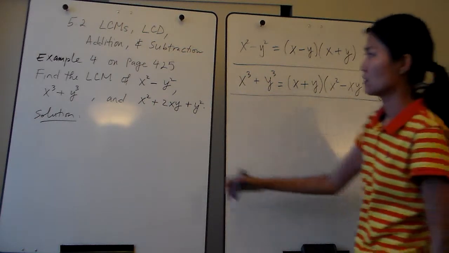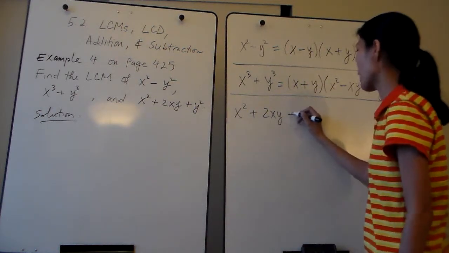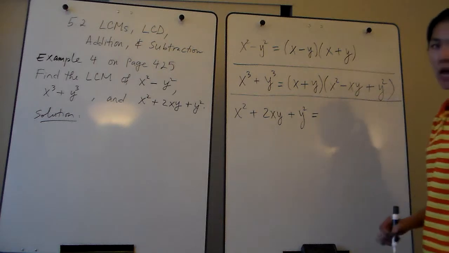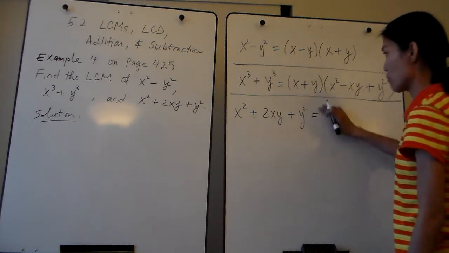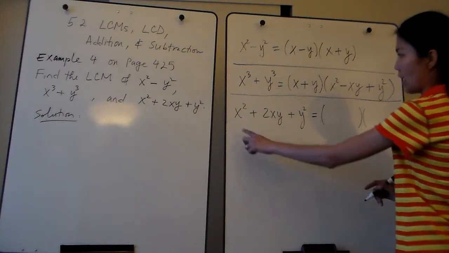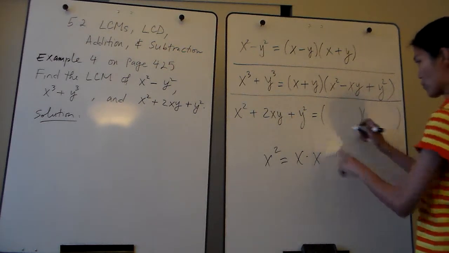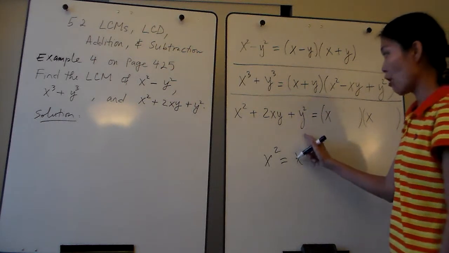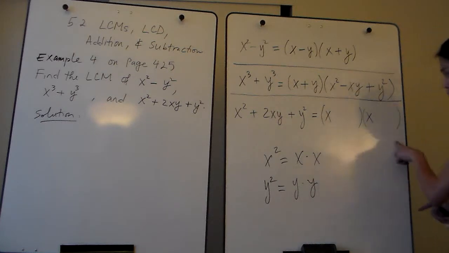Now let's factor the third expression, x squared plus 2xy plus y squared. This is a trinomial with both x and y. Do you see x squared, y squared? This is review; we worked on this before. So x squared means x times x, so make sure you have x in both parentheses. We don't know the sign yet. We also have y squared, which is y times y, so make sure you have y in each parenthesis.